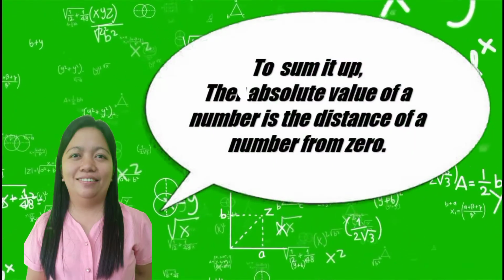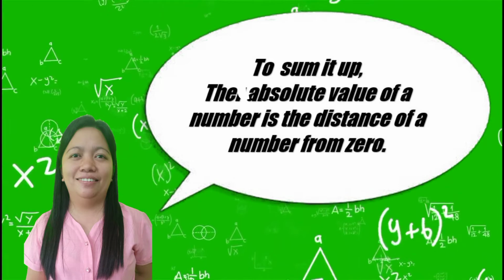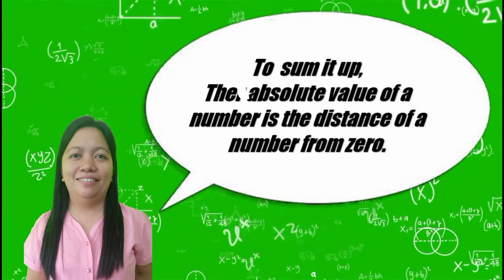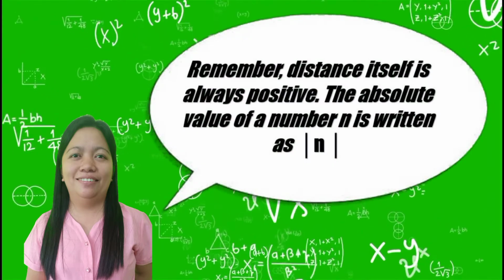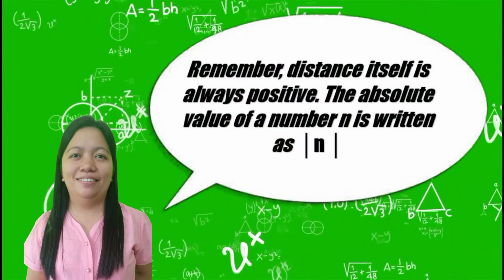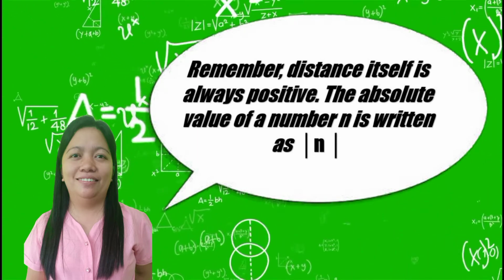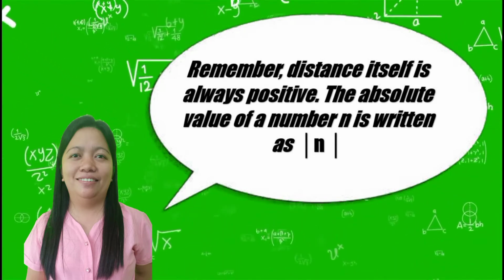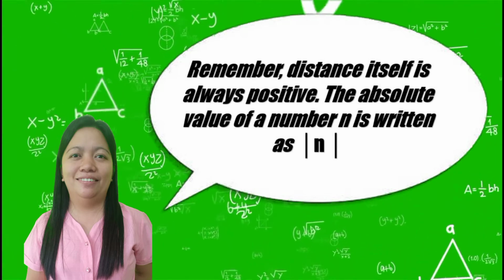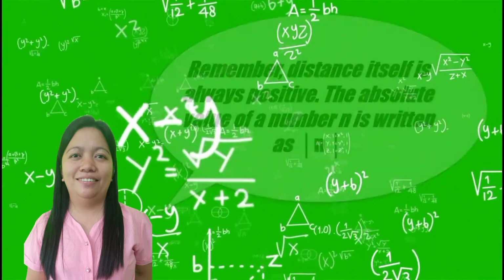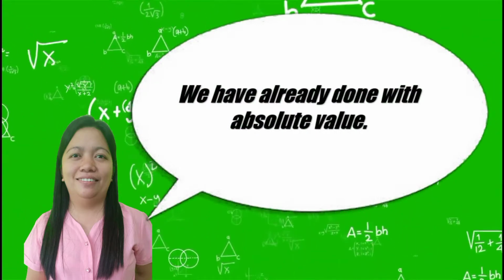To sum it up, the absolute value of a number is the distance of a number from 0. Remember, distance itself is always positive. The absolute value of a number n is written as |n|. We have already finished with absolute value.